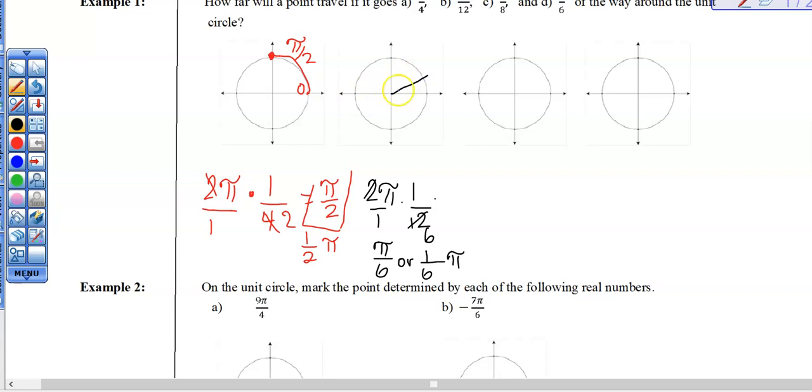So we go 1, 2, 3, 4, 5, 6. And we only go 1/6. So that's a distance of pi over 6. I'm going to put a little spot there. Of course, I didn't do a very good job of drawing that. You have a little bit more control.